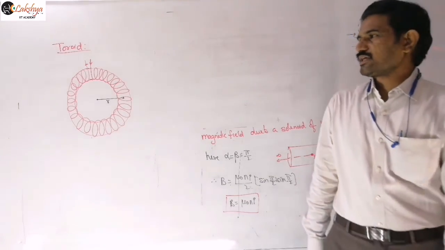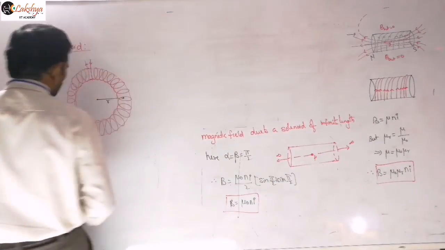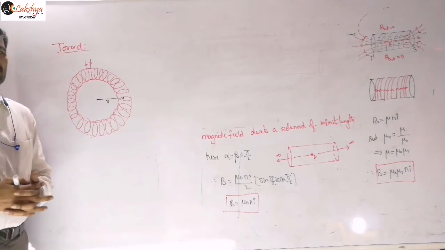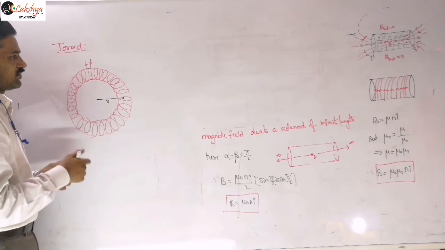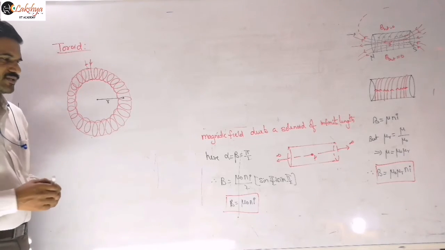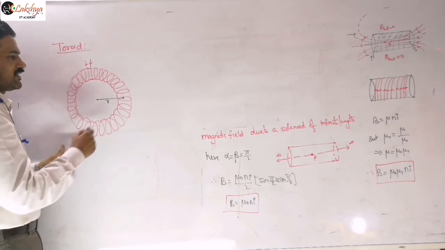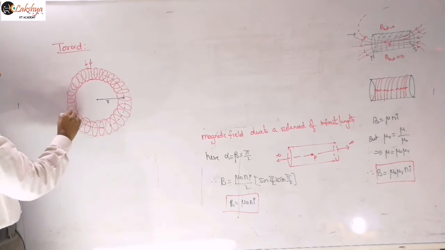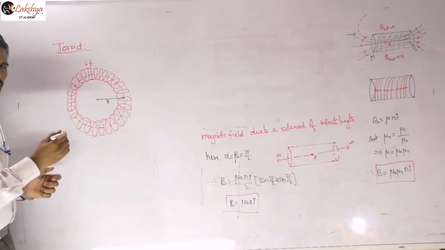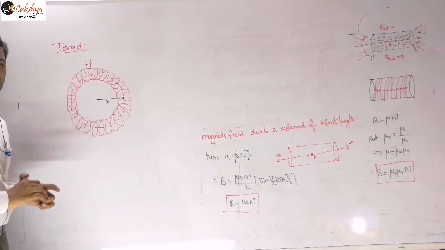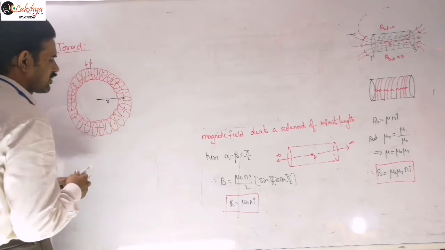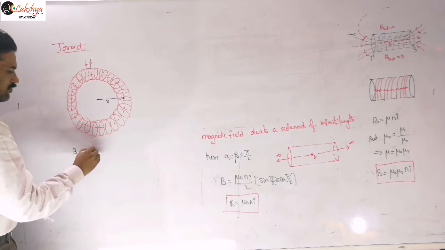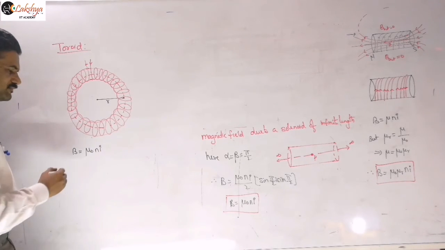So now let us see the magnetic field calculation here. This small r, we are taking it as the mean radius of this toroid. Suppose we are calculating the magnetic field inside this. The magnetic field inside is again the same as that of a solenoid, because it is nothing but a solenoid only, right? We are just bending the solenoid here. So the magnitude of this magnetic field is the same as that of the solenoid. Therefore the magnetic field we can write as mu naught n i, right?